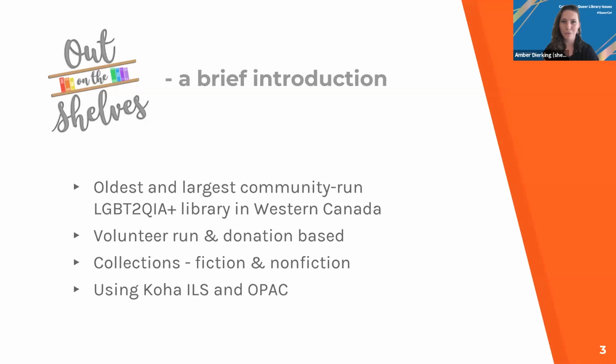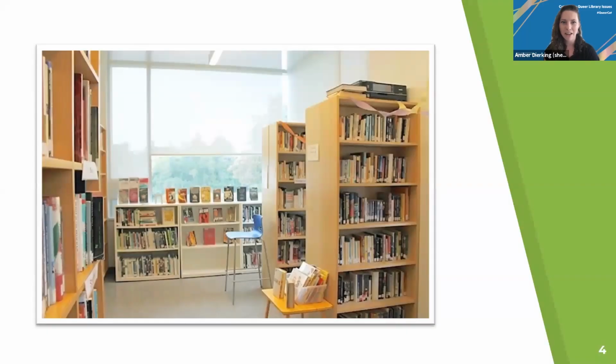So we thought we'd start off with a brief introduction for those of you who are not already familiar with Out on the Shelves. It is the oldest and largest community-run LGBTQIA library in Western Canada. It's always been volunteer and community-run. It's donation-based. The collections include both fiction and nonfiction, and we've been using Koha as the ILS and OPAC. And here you see a brief peek inside the library. I'll pass it off to Avi.